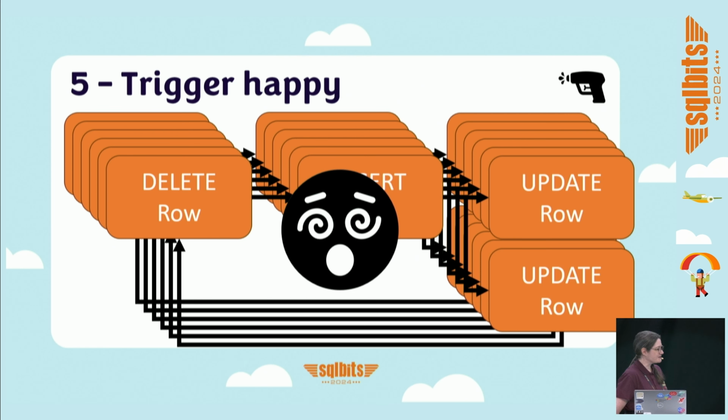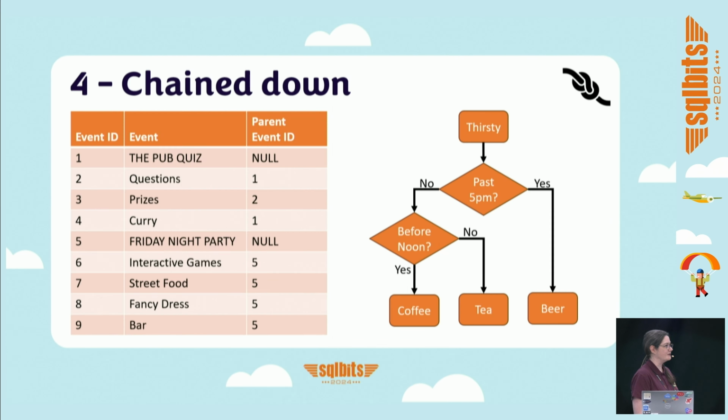So a better idea here than being over-reliant on triggers might be to look at using something like CRUD sprocs. And if you don't know what I mean by that, don't panic. I will go over that in a bit more detail shortly. But first, we'll go on to number 4.